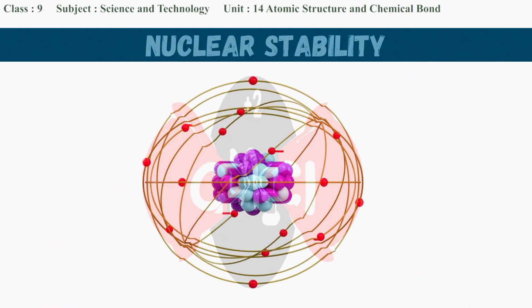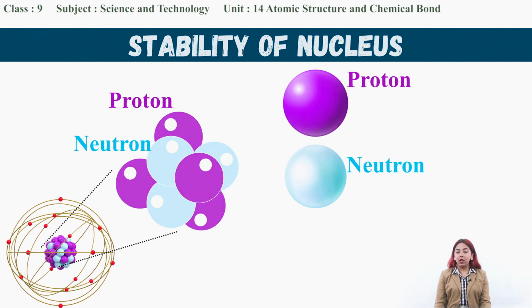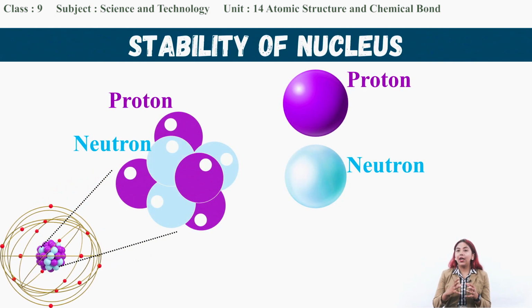Now let us study a little more about the nucleus and nuclear stability, how the nucleus is stable. As I mentioned earlier, the nucleus consists of neutrons and protons. So tell me, what is a proton? Yes, protons are the positively charged particles. So what is a neutron? Is it a negatively charged particle? No, you're right. It's not a negatively charged particle, because electrons are the negatively charged particles.